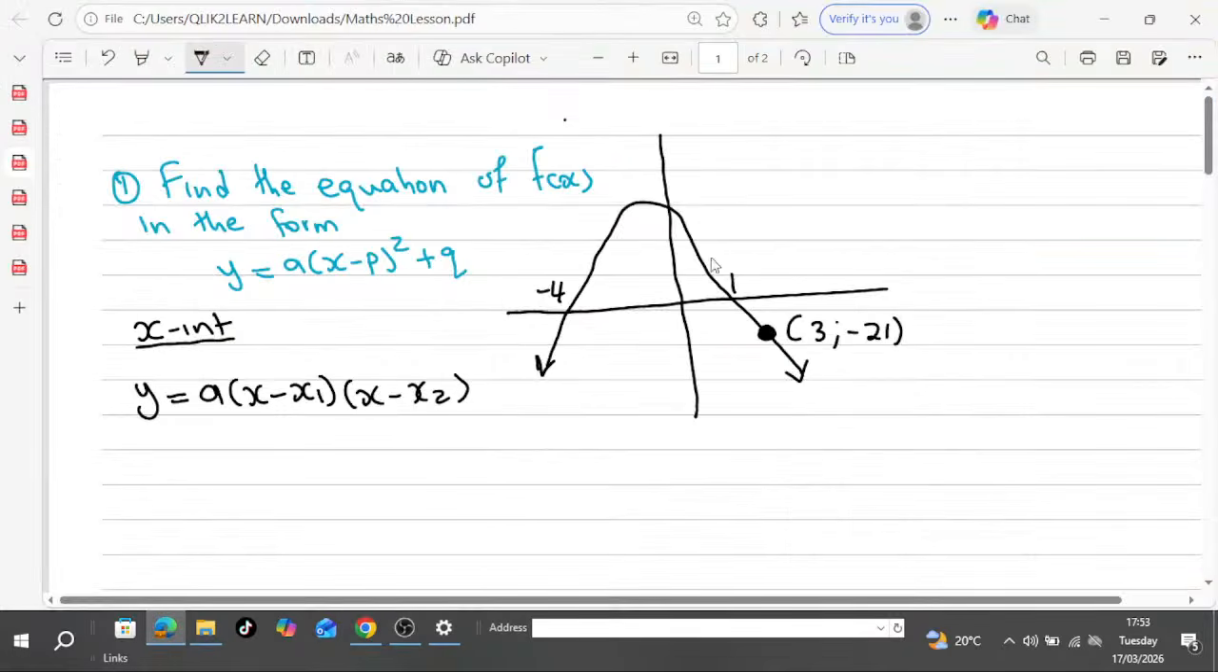So to work out this problem, first thing first, you need to substitute. So this will be y equals a into (x minus, inside the bracket we put minus 4), and the other side will be (x minus 1). Please make sure that if your x-intercept is negative, put it inside the bracket.